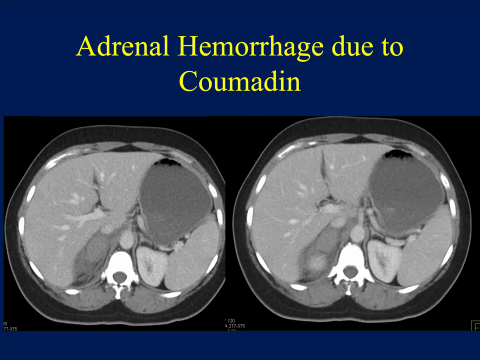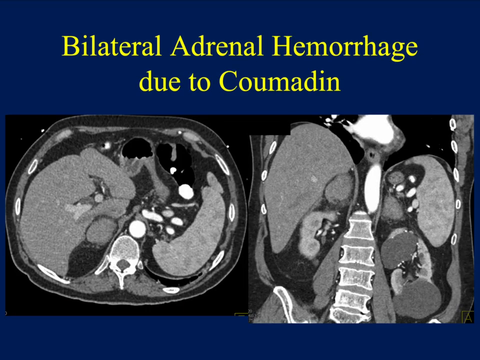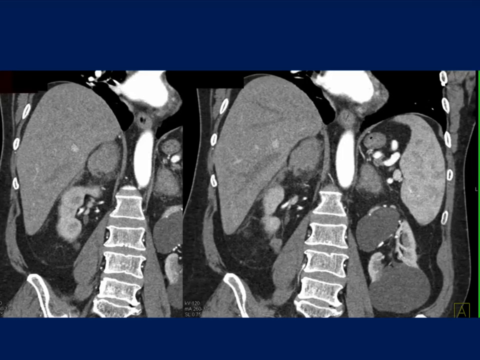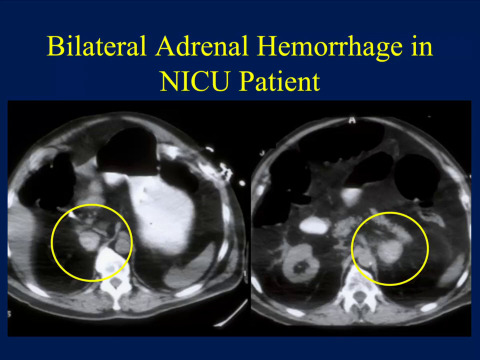Here's a very nice example of hemorrhage. The adrenal is large, it's high density, lots of stranding around the adrenal and around the kidney, and this was due to Coumadin. Here's another example with bilateral hemorrhage due to Coumadin. Anticoagulant therapy is one of the causes of bilateral adrenal hemorrhage. Again, very nicely seen, oval, like the description for trauma, and then swirling all around the adrenal lesions.